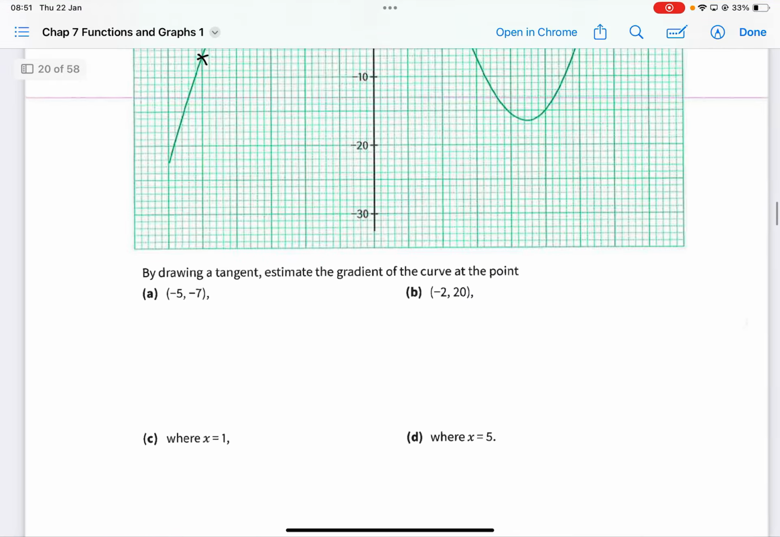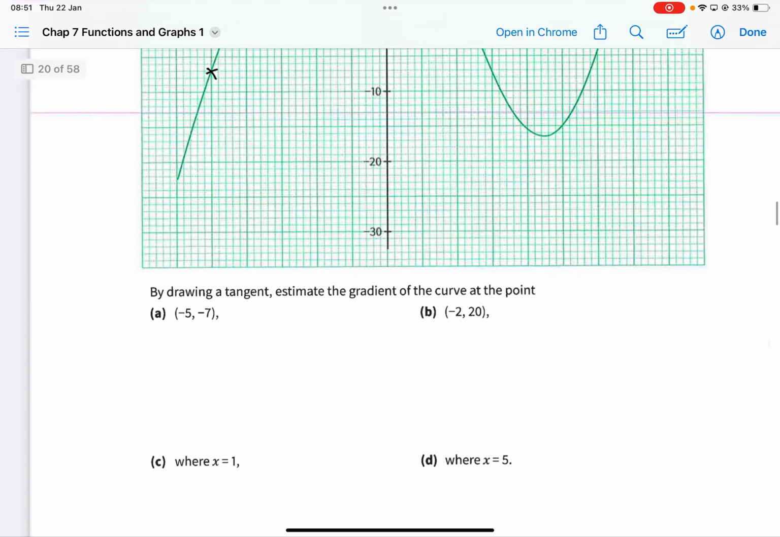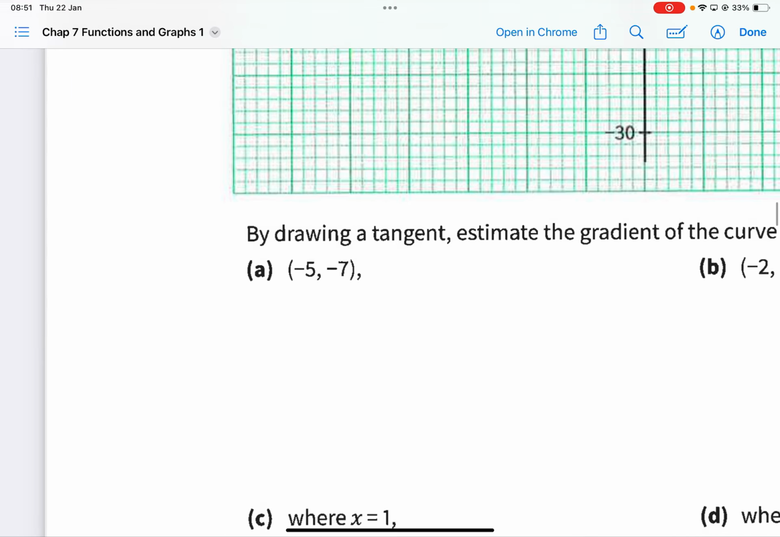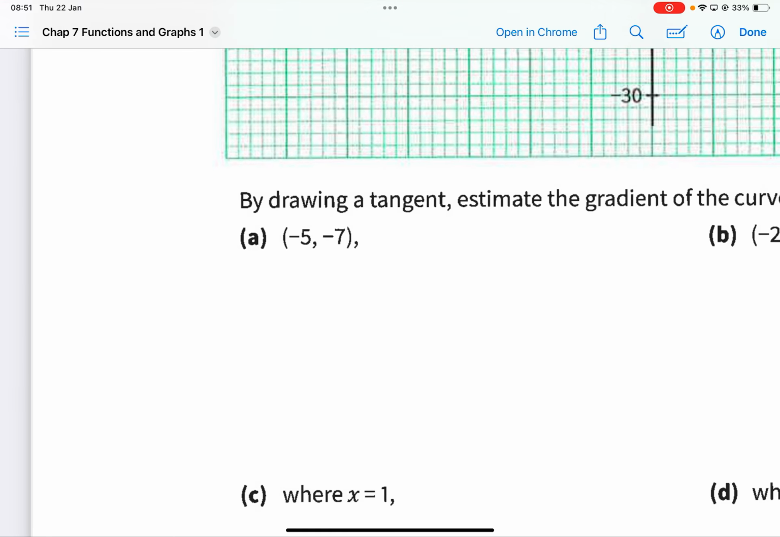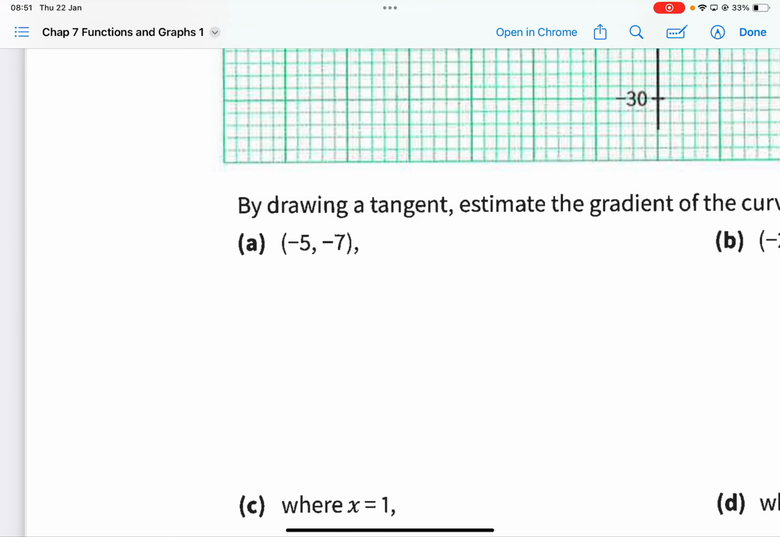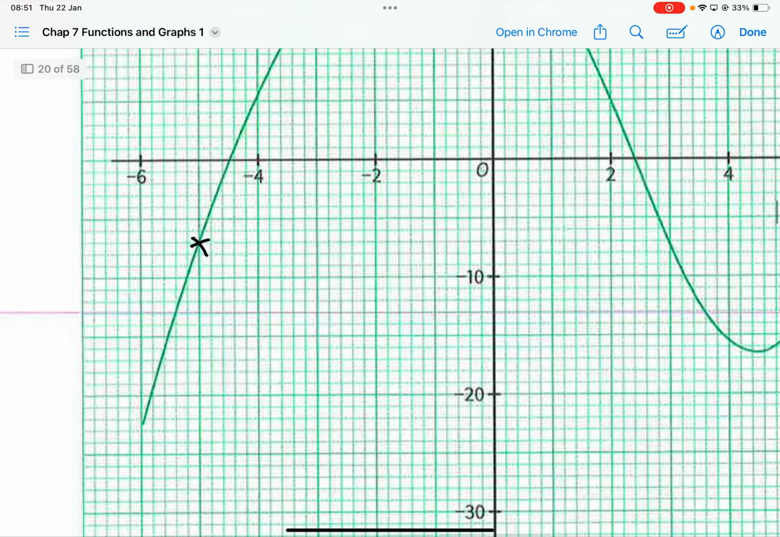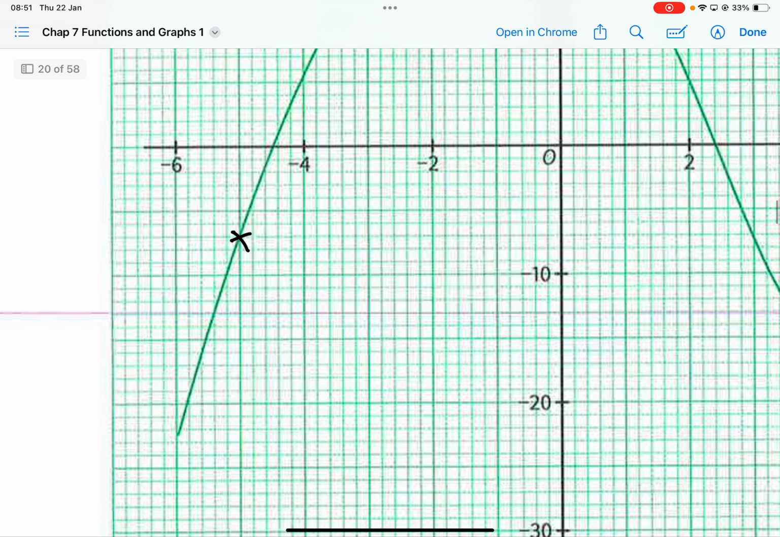Okay. So for part A, drawing a tangent, estimate the gradient of the curve at (-5, -7). So this is the point where I want to find the gradient. Then I go to my graph. Where is this point? -5 is here. Then -7 is here. This is the point where I want to measure the gradient.